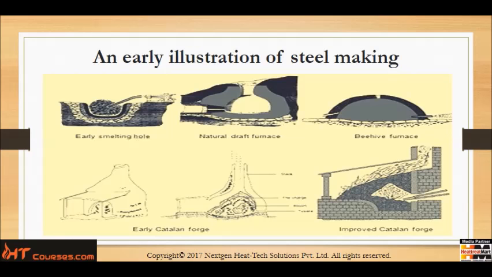An early method of steel making. Very simply done, they take the iron ore, they heat it up, melt it, to burn off the oxides and the impurities, and you finish up with the iron, pure iron melting.